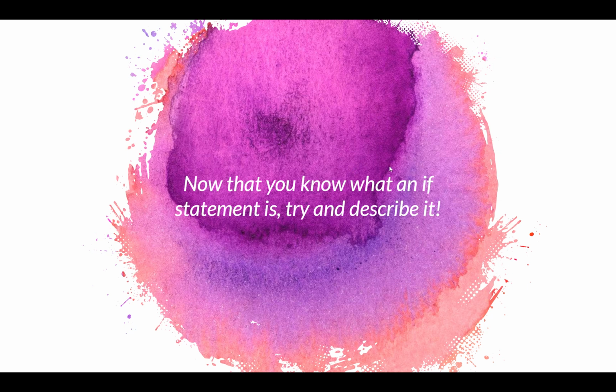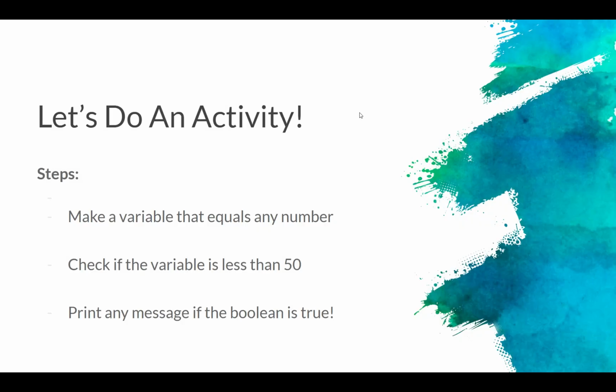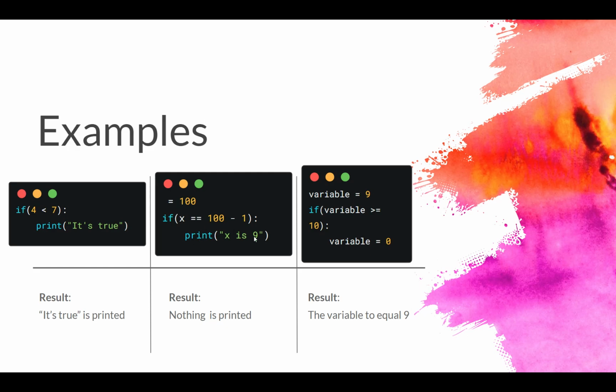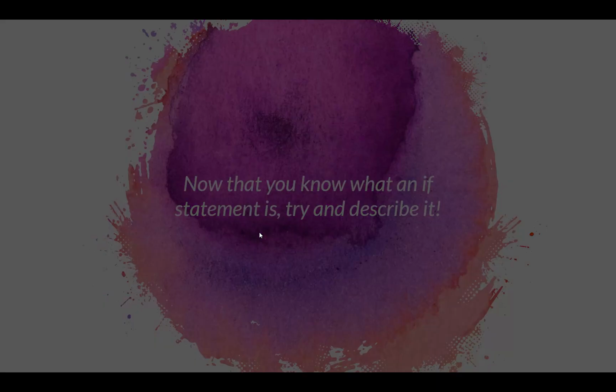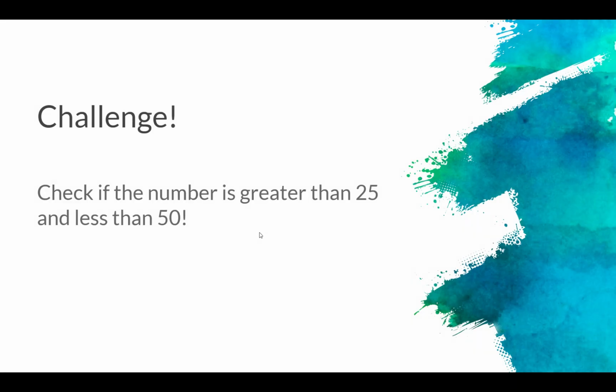Okay, so try to think about what an if statement is in your own words and see if you can explain it. So now we're doing an activity. Have a variable that equals any number you want. It could be 1, it could be 1,000. And check if the variable is less than 50 and print if it is less than 50. So have like if (variable < 50), print, like here, print it's less than 50, or the statement is true. Okay, and check if it's greater than 25 and less than 50.